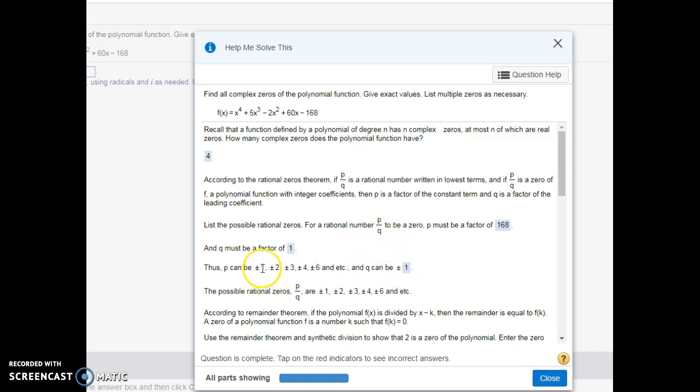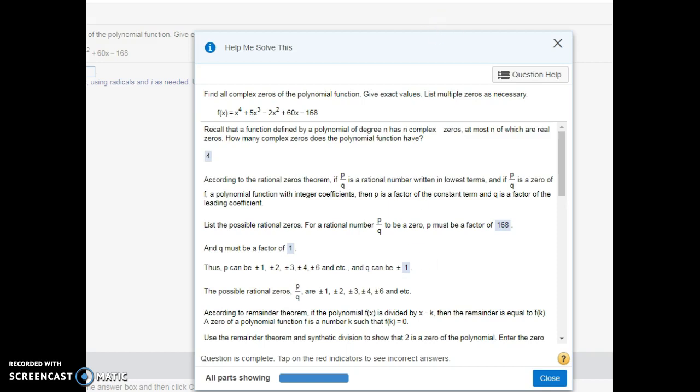So you have 1 over 1, plus or minus. So plus or minus 1 is an option for the fraction. 2 over 1, so plus or minus 2 is an option. 3 over 1, plus or minus 3, and so on. So you get that list of possibilities, and you would want to check each of them to see if they are actually a zero. And you will check that by using synthetic division and the remainder theorem.